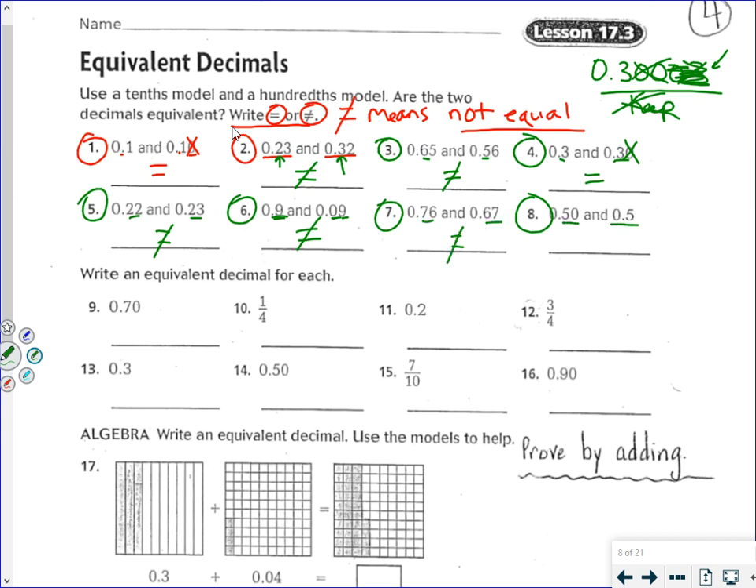5, 0, and 0.5. Remember, we don't need it if it ends in a 0. 0.5 and 0.5, they are equal. Okay.